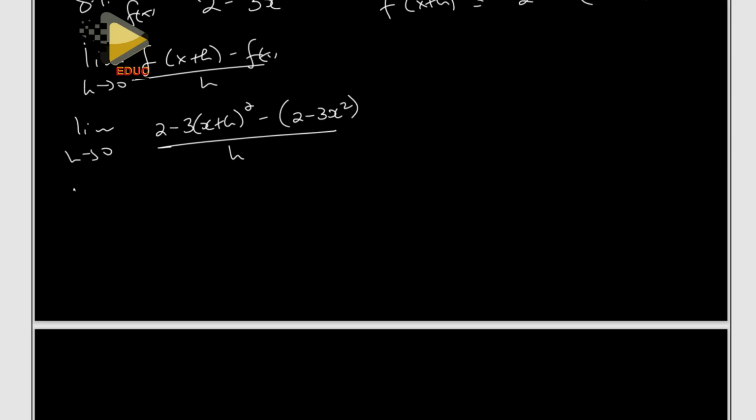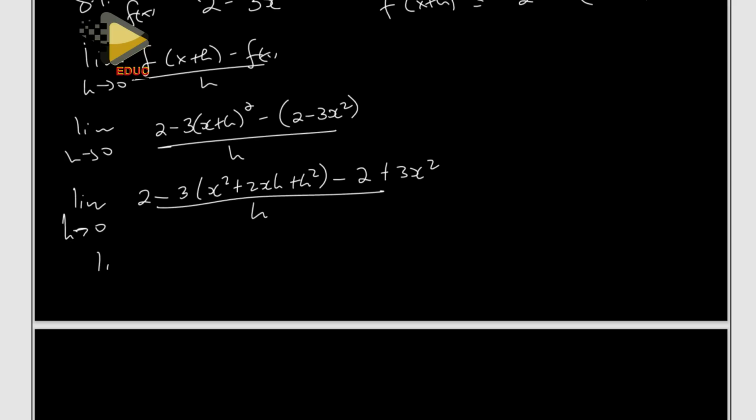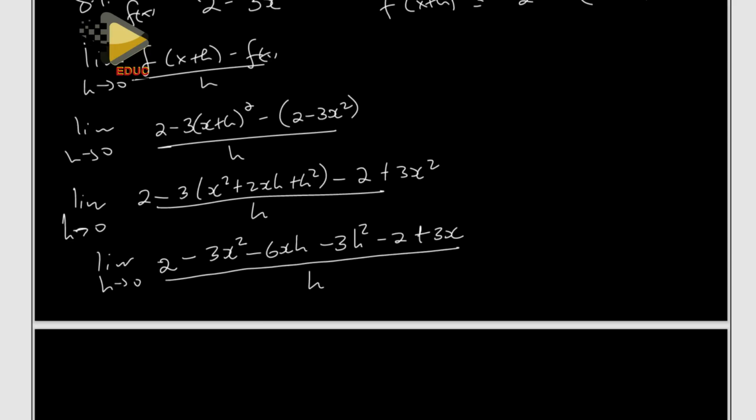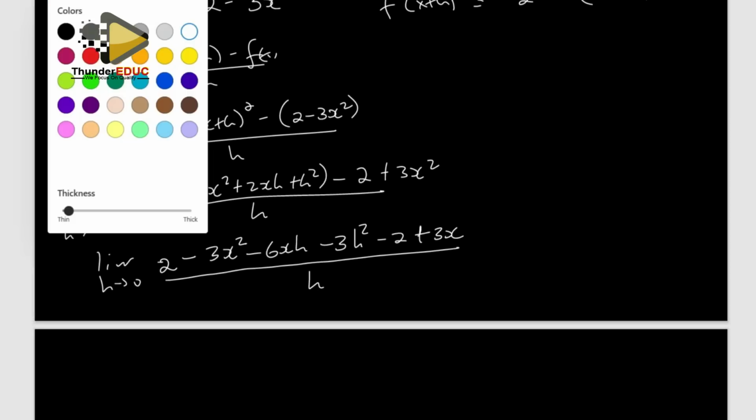Then I simplify this. Limit as h tends to 0 is 2 minus 3 times x squared plus 2xh plus h squared, minus 2 plus 3x squared, over h. Limit as h tends to 0 is going to be 2 minus 3x squared minus 6xh minus 3h squared minus 2 plus 3x squared, over h. Then I just need to cancel what might seem to be common on top.